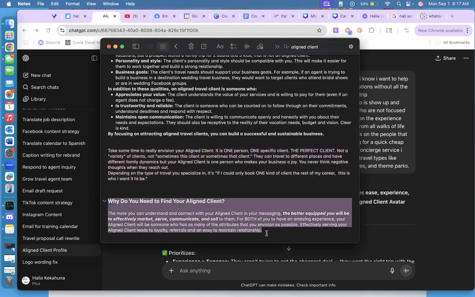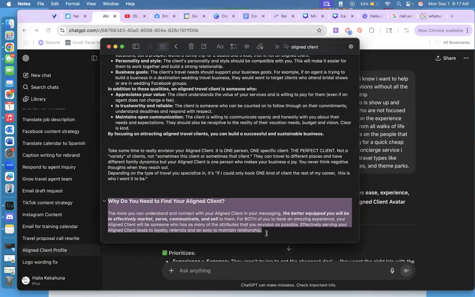Now, why do you need to find your aligned client? Well, we've kind of talked about this already, right? But the more you can understand and connect with your aligned client in your messaging and your marketing, the better equipped you will be to effectively market, serve, communicate, and sell to them, right? Because again, we are a service. So if you have in your mind, okay, this is who I want to serve, the more effective you will be, okay? And if you're more effective, then the more likely they will continue to book with you and even refer you to their friends and family, right?